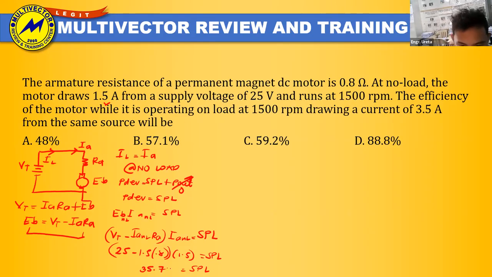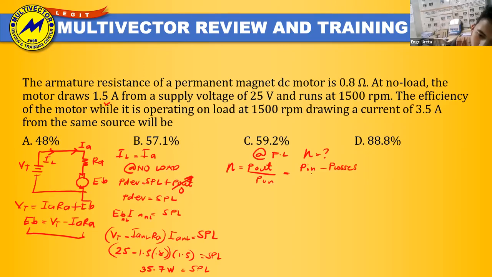Watts. Ngayon, at full load, dito na tayo magko-compute ng efficiency. Efficiency formula is just equals to output all over input. Our output is actually my input minus all the losses, all over the input. And losses natin sa DC motor is just the stray power loss and PCU, all over the input.